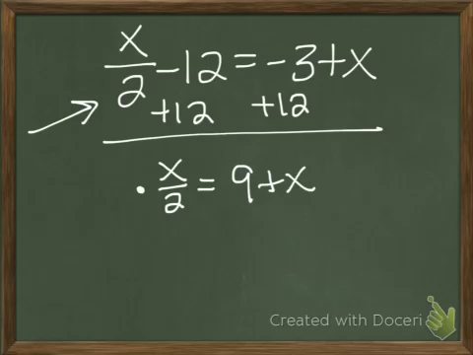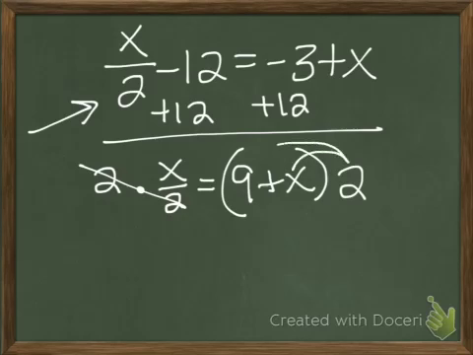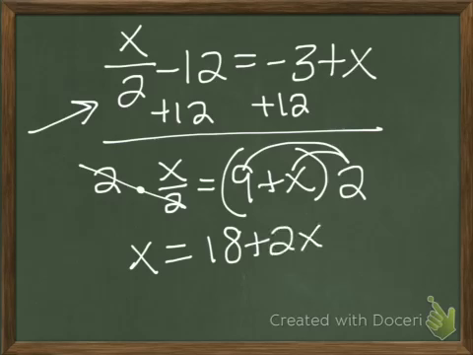The next thing we have to do is to get rid of the fraction by multiplying, because fractions are division. So the opposite would be to multiply the 2 over to the other side. It cancels out on the left, and we're multiplying the entire right-hand side by 2. So you're going to distribute the 2 to both the x and the 9. We're left with just x on the left-hand side, and 9 times 2 gives you 18, plus 2 times x leaves you with 2x.